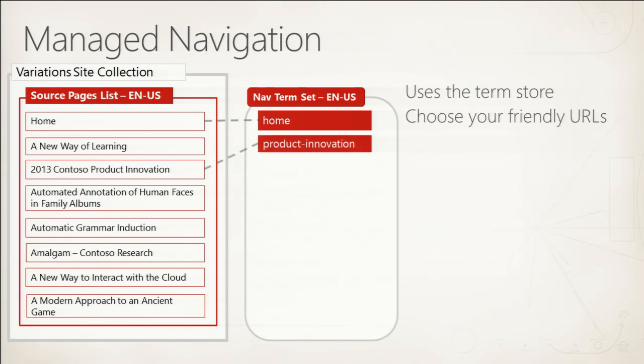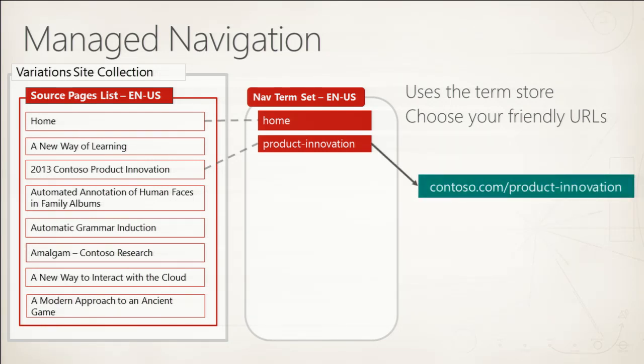So for example, the 2013 Contoso product innovation, all of these terms are in our demo site, is something that we want to be a top-level nav node. It's something that we want to be in the left nav immediately. But that is a really long URL to send people to. So in the term store, you can change the friendly URL property to be something shorter that's easier to use. So we've changed it to product innovation. And so the URL for this page will be contoso.com/product innovation. So you can see that we don't have /pages, we don't have .aspx. Managed navigation gives you the ability to really control your URLs.